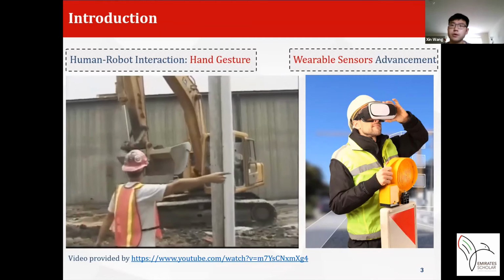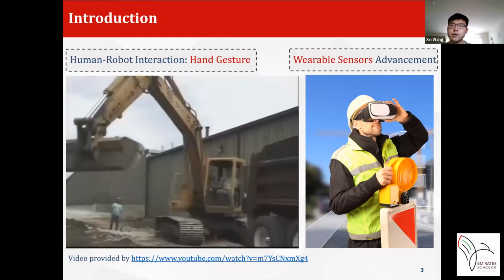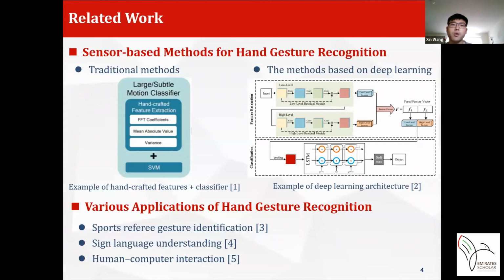Wearable sensors could help us to capture and interpret hand gestures. That's why there is so much previous work on hand gesture recognition based on wearable sensors. The sensor-based methods for hand gesture recognition can be divided into two categories. The first category is traditional methods. They generally relied on handcrafted features such as time domain and frequency domain features. These features would be fed into a machine learning classifier to obtain the final classification result.